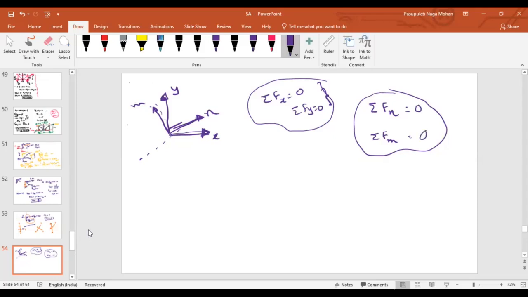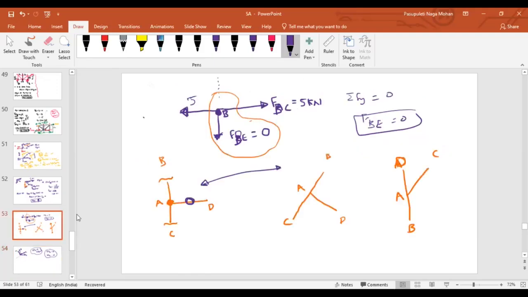That means if forces along two perpendicular directions are equal to 0, then you consider any different planes, any two perpendicular planes. It need not be truly along x and y. You consider any planes. Even then, the forces will be equal to 0. Understood?